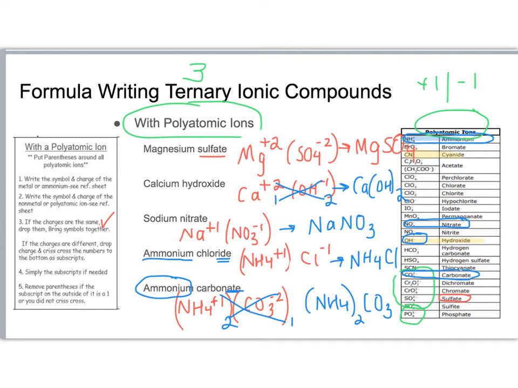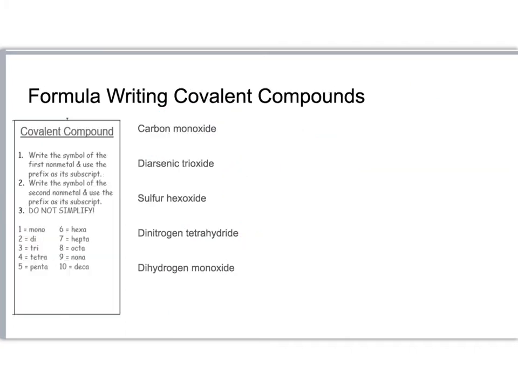The last set of formula writing that we will do will be for covalent compounds. Recall that covalent compounds are between non-metals. We will also only be writing formulas for binary covalent compounds. That means we will only be looking at compounds that consist of 2 nonmetals. Remember that there are no ions present in a covalent compound because the valence electrons are being shared, not transferred.